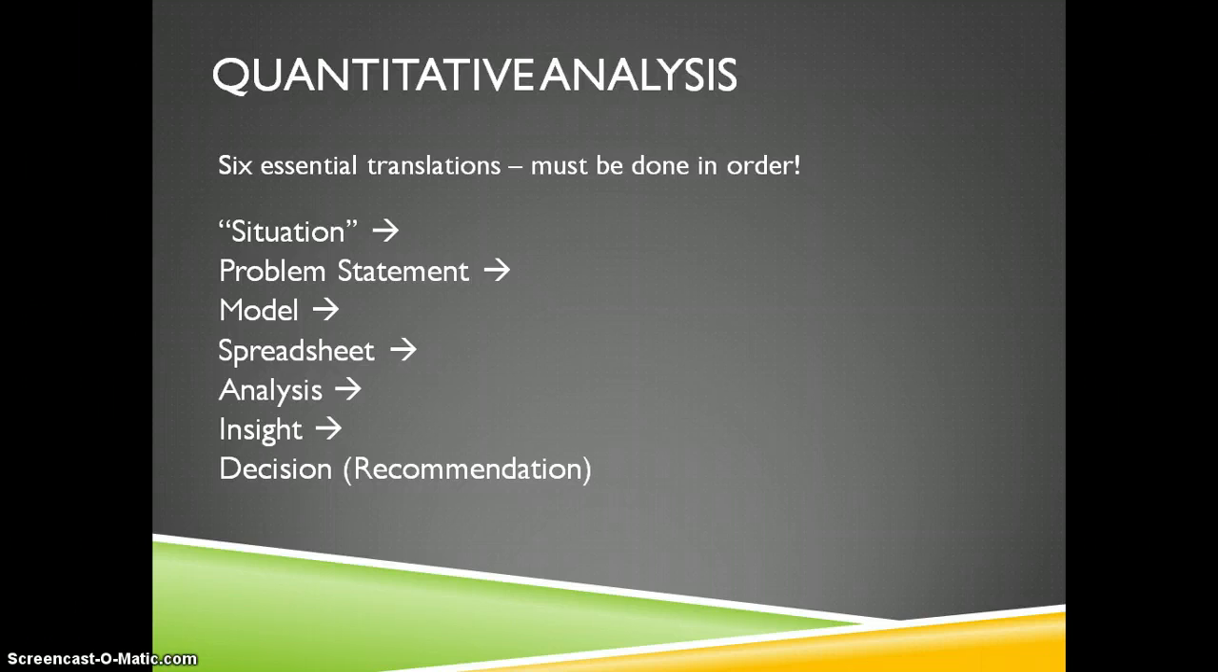We'll talk about each of these steps or translations in a little bit more detail on the following slides, but let's just go down through the roadmap here, remembering that we have to do things in this order, and we do have to do them right, because if you don't do them right, then what you wind up with at the end is pretty much worthless. Okay, we need to translate our situation into a problem statement. Once we've defined the problem that we're trying to solve, we need to create a quantitative model that represents that problem. That model can be in many forms.